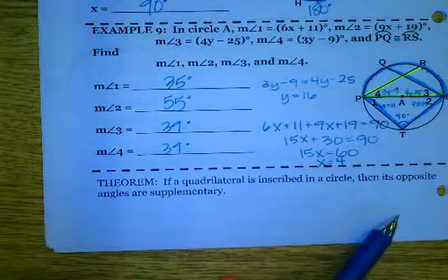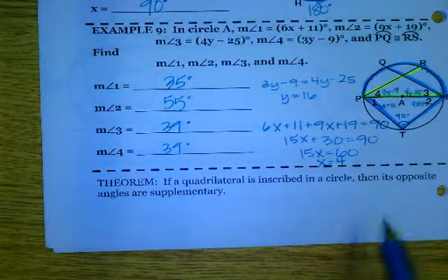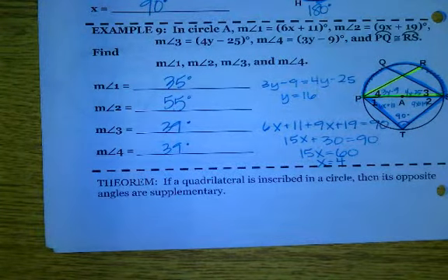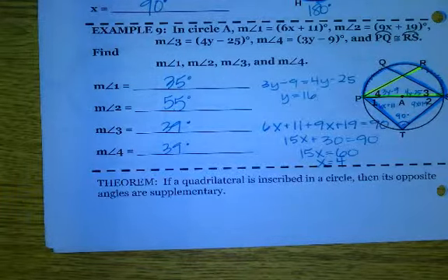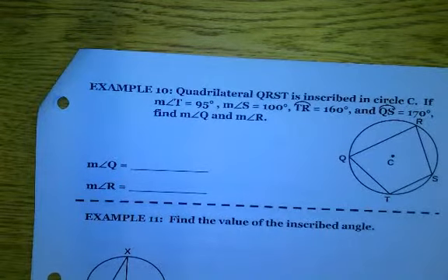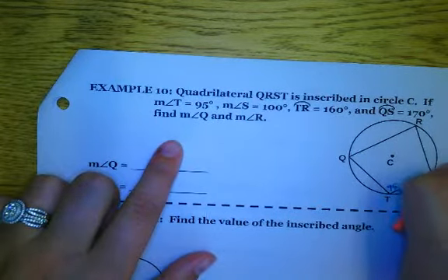Okay, our next theorem is if a quadrilateral is inscribed in a circle, then its opposite angles are supplementary. What does it mean to be inscribed? Inside the circle. Okay, so if a quadrilateral is inside a circle, opposite angles are supplementary. So if the measure of angle T is 95 degrees, the measure of angle S is 100 degrees.